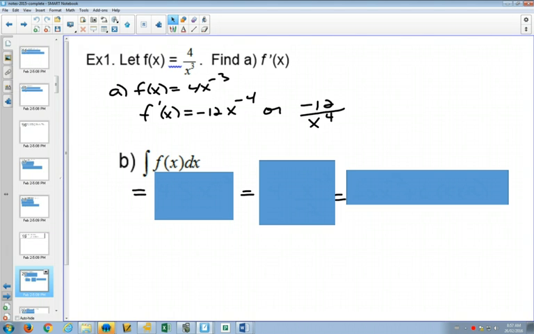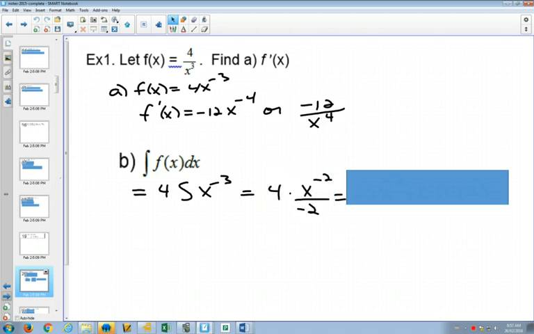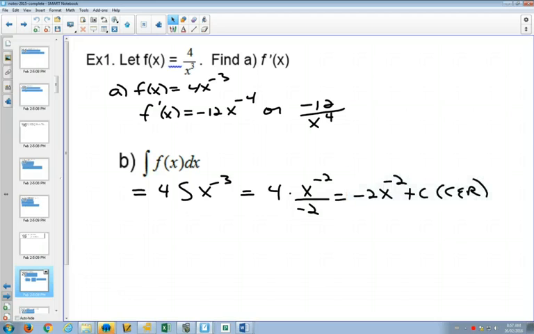If we were doing the integral of this, now we're doing the integral of 4 times the integral of x to the negative 3. That 4 out in front, we can do our integration like normal, and then we can just simplify afterwards.